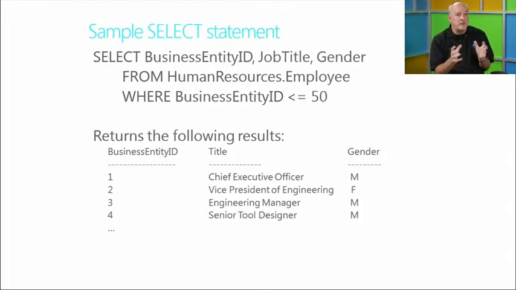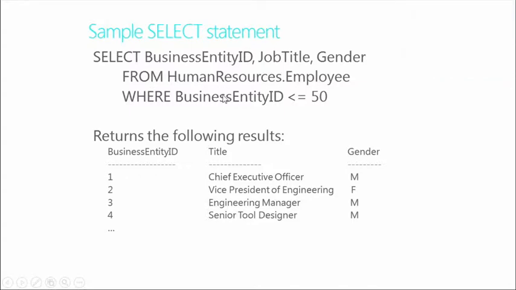This is still a fairly simple select statement, but now we've supplied 3 column names instead of the asterisk. And instead of dumping everything out from the employee table, we said where business entity ID is less than or equal to 50. So we're supplying a where clause saying I want to see everything from 1 to 50. And this is what I want to see: job title, and gender.